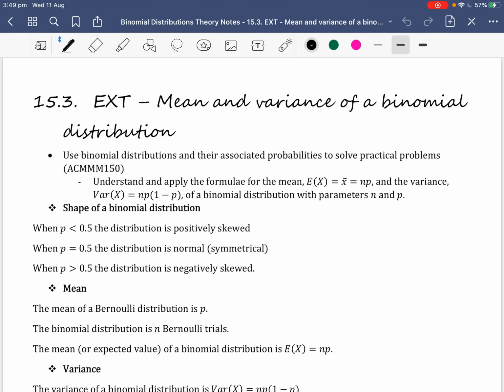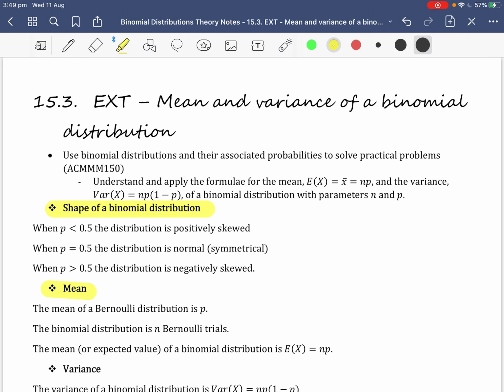Hi Year 12, today we're looking at the mean and variance of a binomial distribution. So the shape of a binomial distribution is: when p is less than 0.5, the distribution is positively skewed. When p equals 0.5, the distribution is normal or symmetrical. And when p is greater than 0.5, the distribution is negatively skewed.